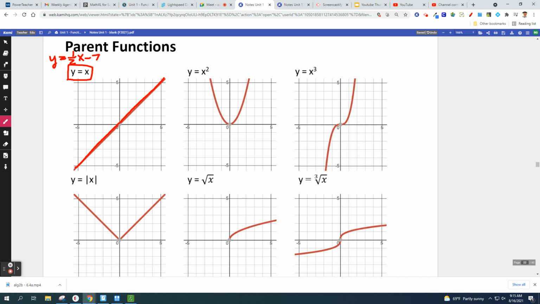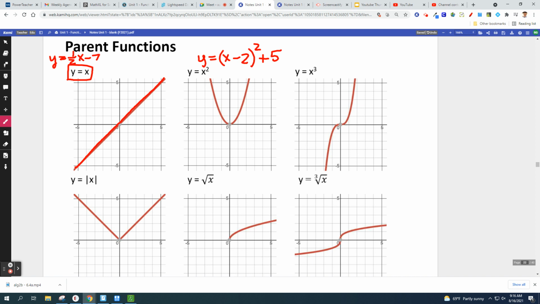All right, and so of course with a parabola, I could make it a lot more complicated, and I could move it over and up or whatever, but that's a child of the parent. The parent is just the most basic. And so you need to have the parent functions memorized.